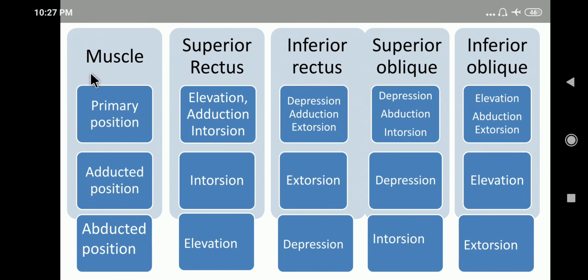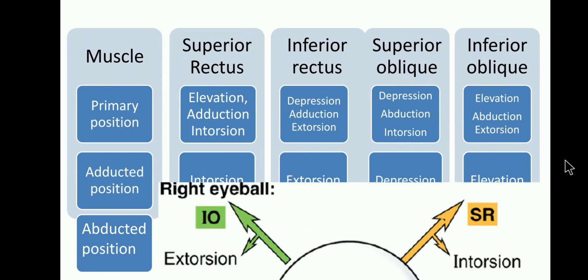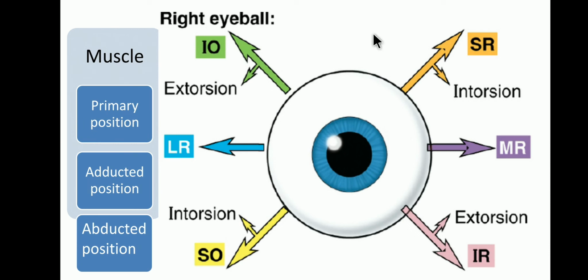So here you are able to see the actions of the eyeball in primary position, in adducted and then abducted position, mainly superior and inferior rectus and oblique. Because the medial and lateral rectus produce only adduction and abduction, not any other movement. Medial rectus produces adduction and lateral rectus produces abduction. So now let us try to understand the actions. In the primary position, what is the action? Medial rectus, adduction. Lateral rectus, abduction.